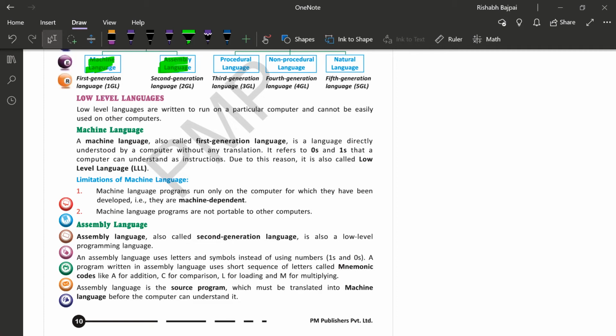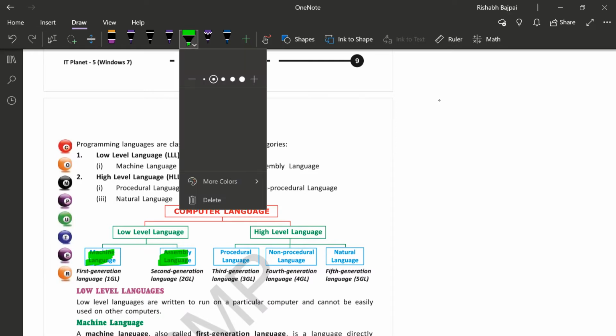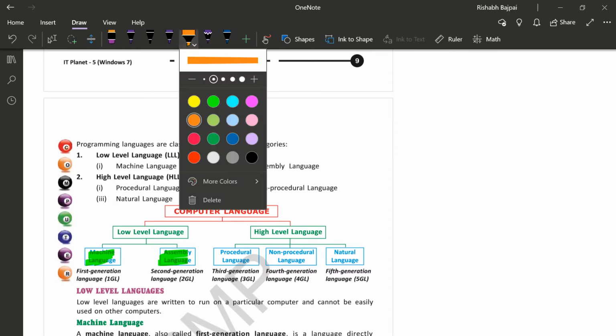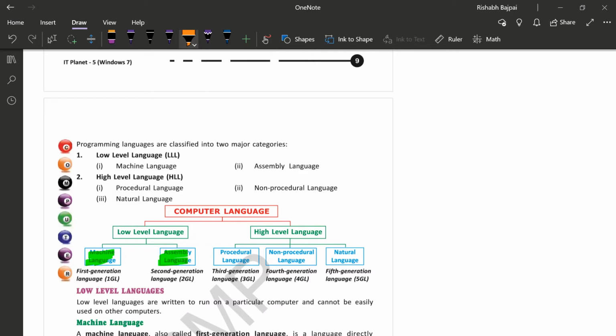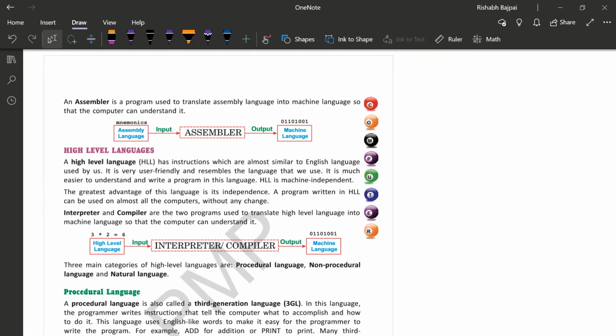Now, to overcome these problems, high level language came into existence. अब क्या हुआ, जब थर्ड जनरेशन हमारे पास आई, तो थर्ड जनरेशन में हमने क्या किया, थर्ड जनरेशन में हमने यूज करना शुरू कर दिया किसको, हाई लेवल लैंग्वेज को। Now what are the properties of high level language? Beta, high level language has instructions which are almost similar to the English language used by us.